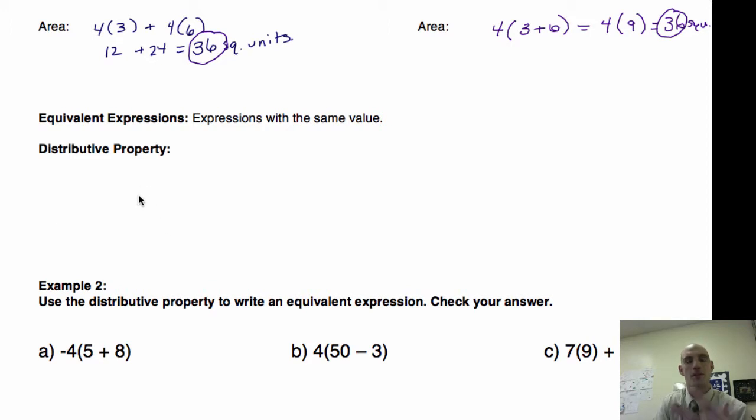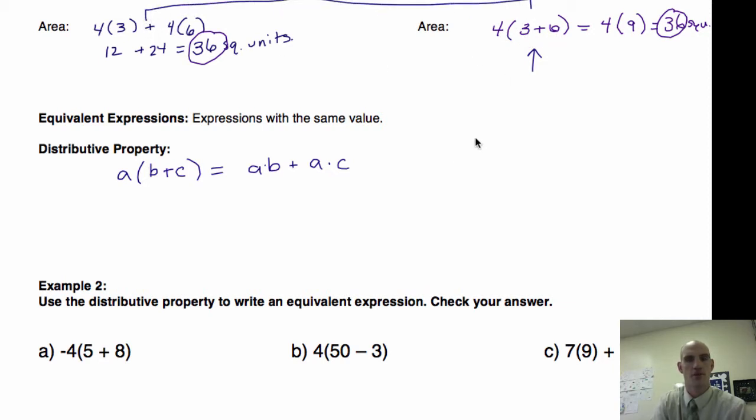The distributive property says that if I have a number, A, times (B plus C), notice over here, A, B, and C, the 4, the 3, and the 6, it's really equal to A times B plus A times C. So check out what happens when we expand the distributive property. If we use 4 times (3 plus 6), it was the same as 4 times 3 plus 4 times 6.